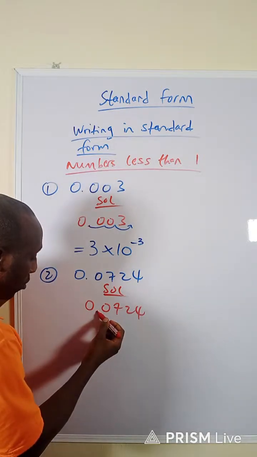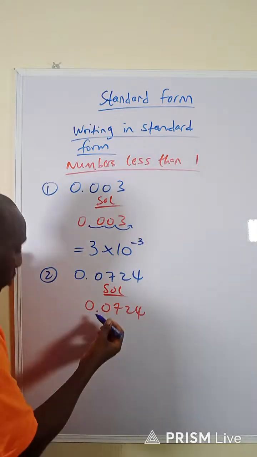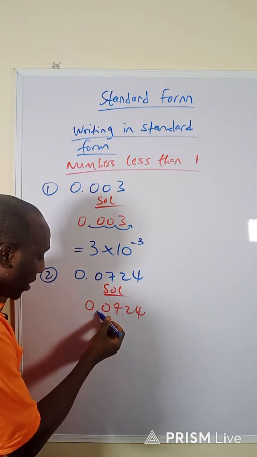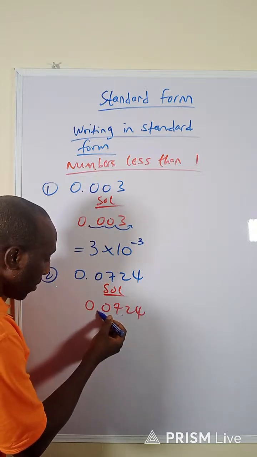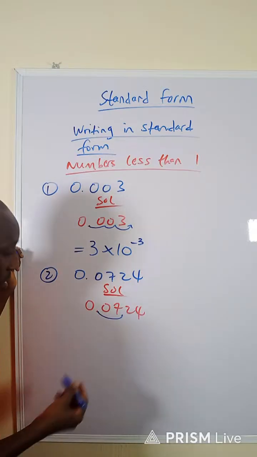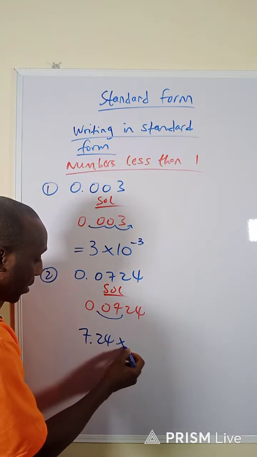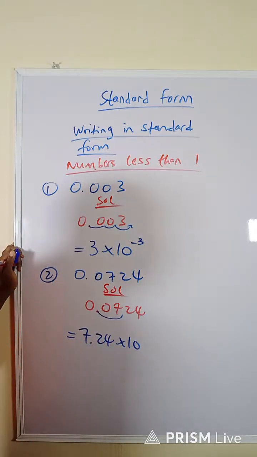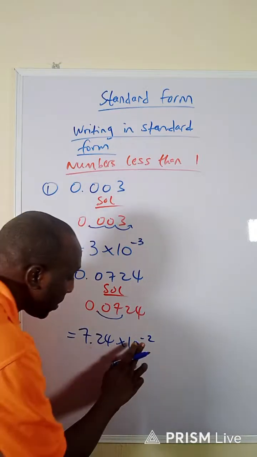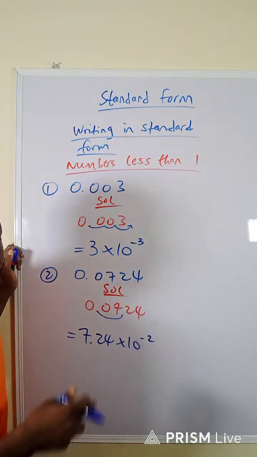So I'm going to shift it from here. I want to do this without doing those scribbles. So from here, 1, 2, all right? So we are essentially bringing it here. We have 2 movements from here, 1 and 2. So we are going to have 7 point 24 times 10 raised to the power. The number of movements that we had, how many? 2. So negative 2. If you put plus 2, it's already wrong. It has to be negative. Why? Because it is less than 1. 0.0724 is less than 1.